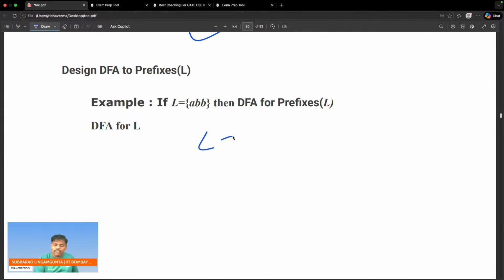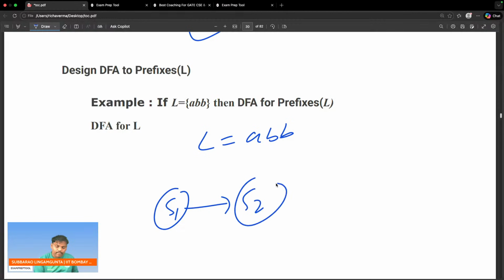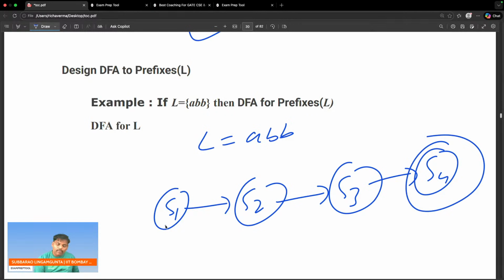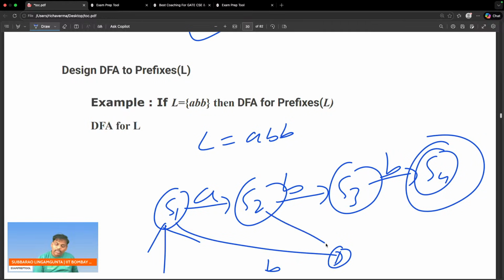Everyone knows this. Design a DFA for prefixes of L. Let us assume L is equal to ABB. The DFA is already there for this: ABB goes to final. If the first symbol is B, dead state. If the second symbol is A, dead state. If the third symbol is A, dead state. If the fourth symbol is A or B, dead state. That's okay, dead state behavior is okay.